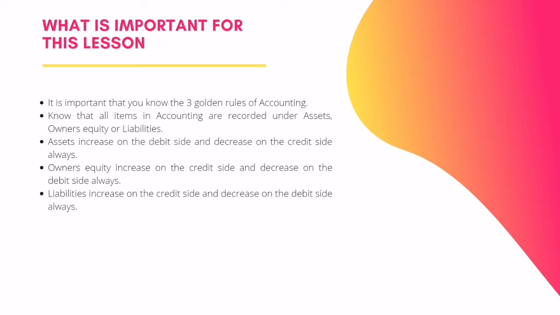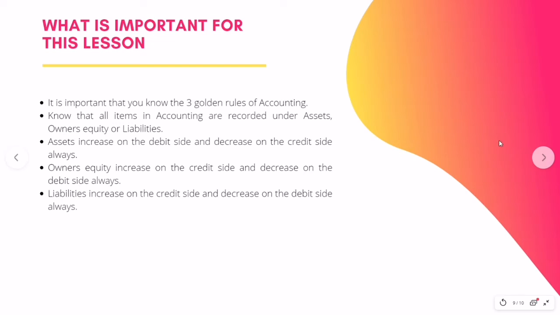Nothing more, nothing less. So we say that assets increase on the debit side and they decrease on the credit side always. That does not change. Owner's equity increases on the credit side and decreases on the debit side always, and that too does not change. Liabilities increase on the credit side and they decrease on the debit side always. It does not change as well.